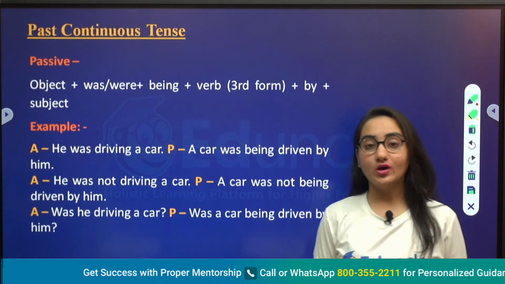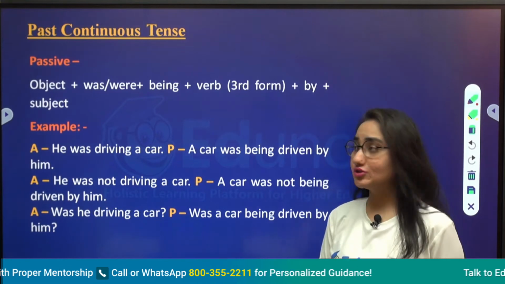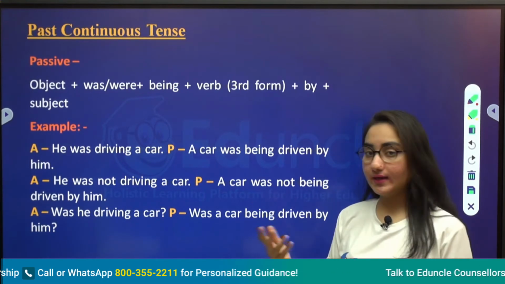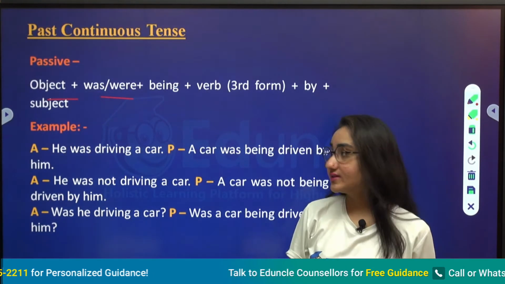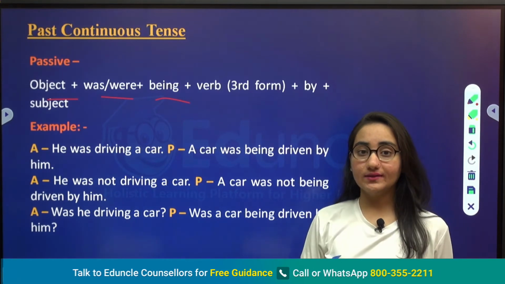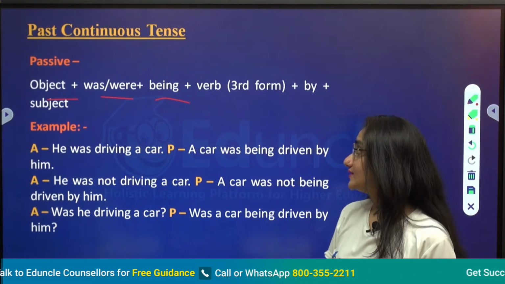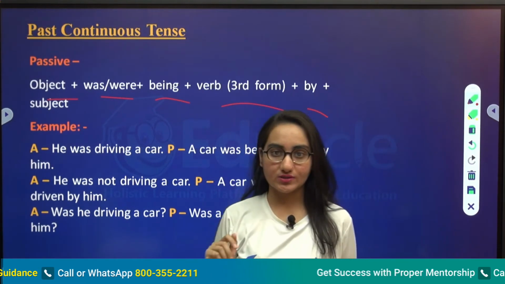Okay, so this was all I talked about the present continuous tense. Now let's come to the past continuous tense. So again, what's the rule? Object plus was/were instead of is/am/are. Again, "being" will be added in the continuous tense as I said earlier in the present continuous tense. Then there is the third form of the verb, by plus subject. So this is the rule.